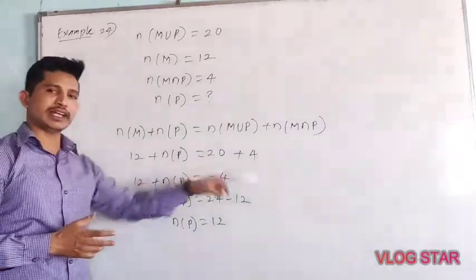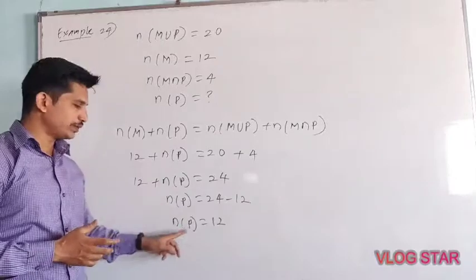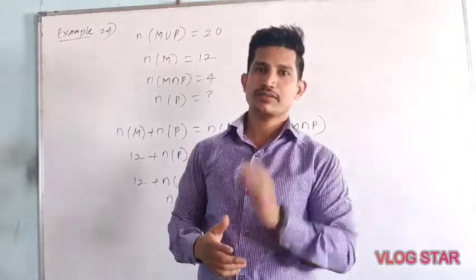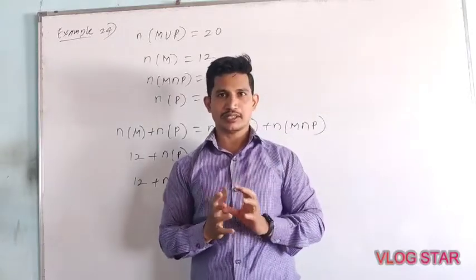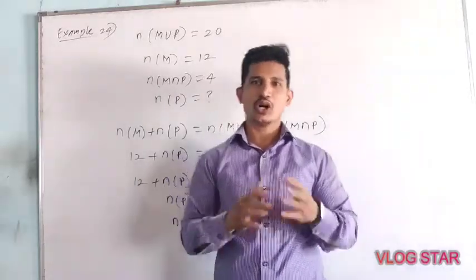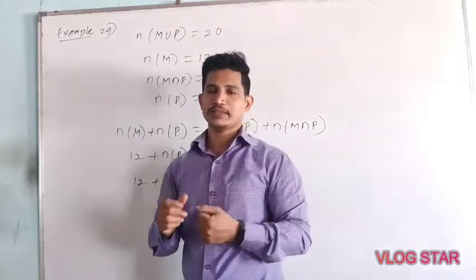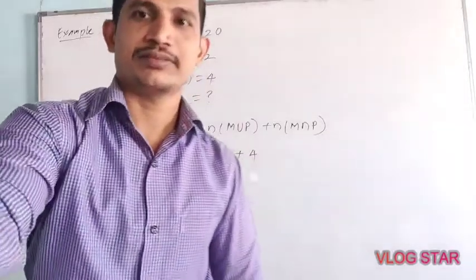Now see, 20 plus 4 is 24. This 12, transfer to this side, minus 12. 24 minus 12 is 12. So n of P is also 12. Means 12 teachers teach physics. So whenever such types of examples come, with both or or, then use union and intersection. Practical problems on union and intersection.